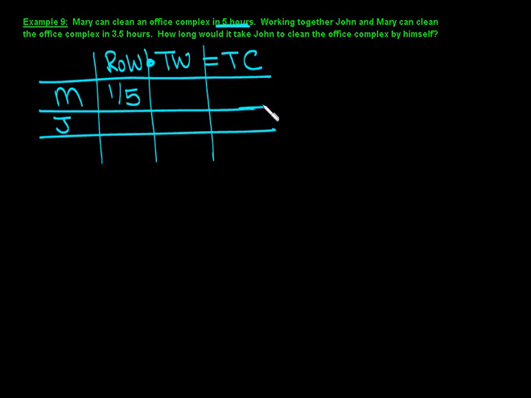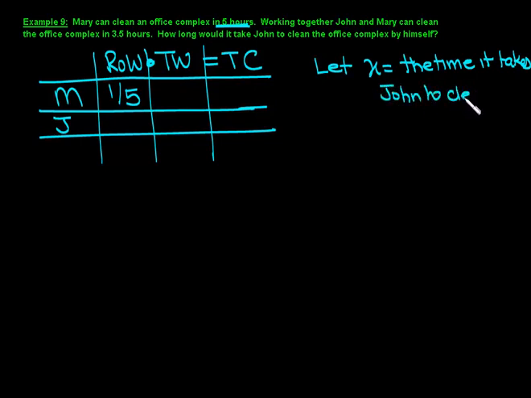So this time we do not know how long it would take John to clean the office complex by himself. So let's create a variable on the side for it. Let x equal the time it takes John to clean. Okay, so if John can do the job in x hours, what is his rate of work then? How much of the job can he do in 1 hour? It'll be 1 over x.